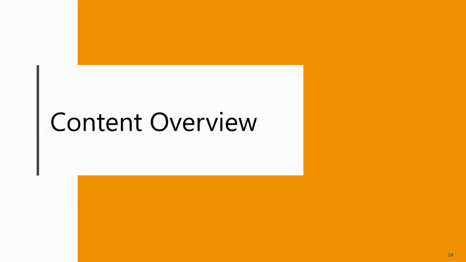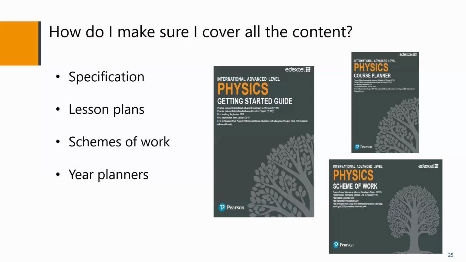Content overview. How do I make sure I cover all the content? There are several resources, all downloadable from the IAL physics website. There's the course planner, scheme of work, getting started guides. You have to consider the specification, of course, lesson plans, schemes of work, and year planners. It's really frustrating to get to the end of the fifth term and realise you've still got a quarter of the course to go through.